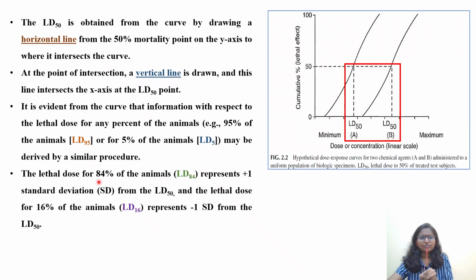The lethal dose for 84% of the animals represents +1 standard deviation from the LD50, and the lethal dose for 16% of the animals represents -1 standard deviation from the LD50. So from this LD50 graph, you can get LD95, LD5, LD84, LD16.